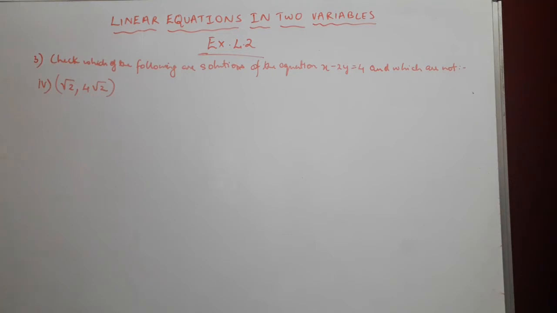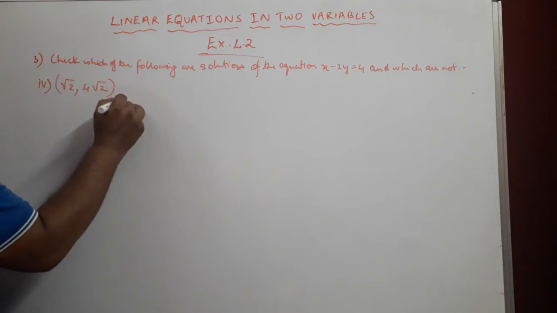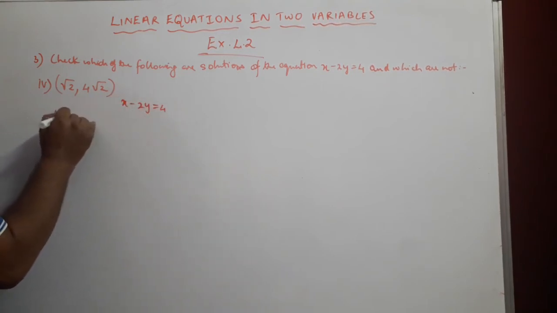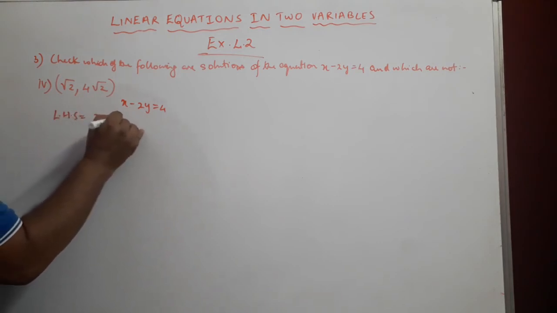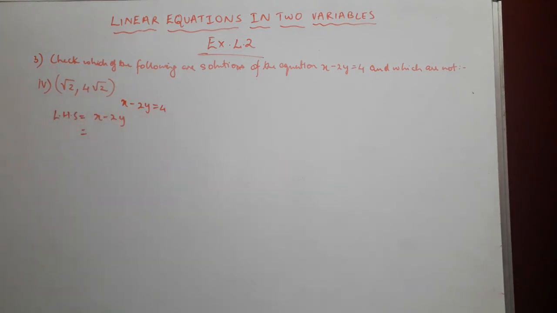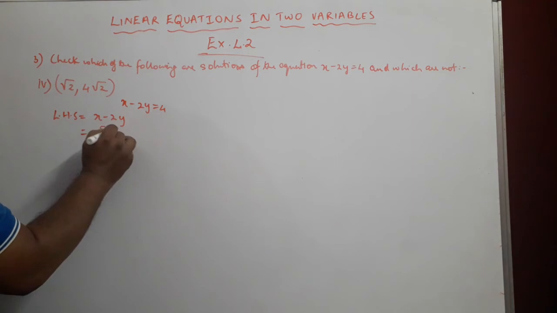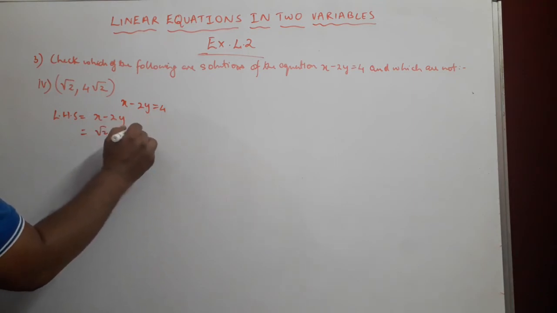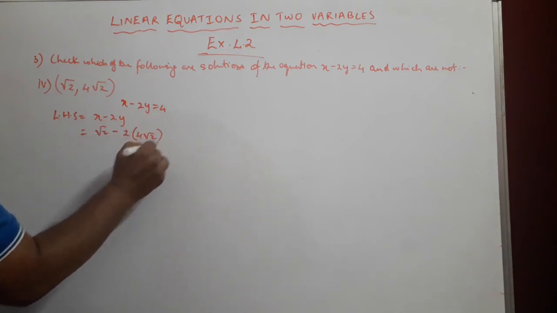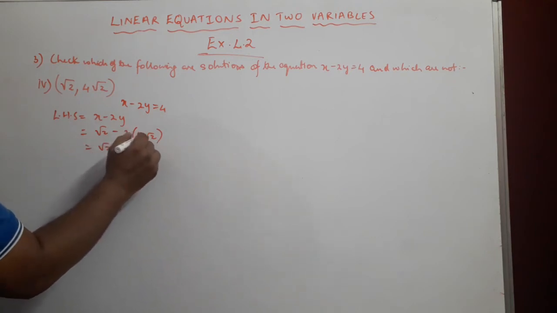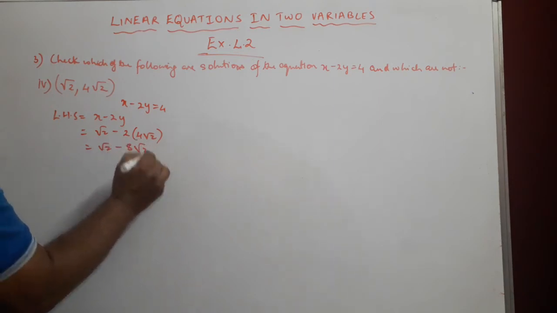Next problem is (root 2, 4 root 2). So we write down the equation x minus 2y equal to 4. Left hand side is equal to x minus 2y. So in place of x we'll substitute root 2, and in place of y we'll substitute 4 root 2. So root 2 minus 2 into 4 root 2 gives us 8 root 2.